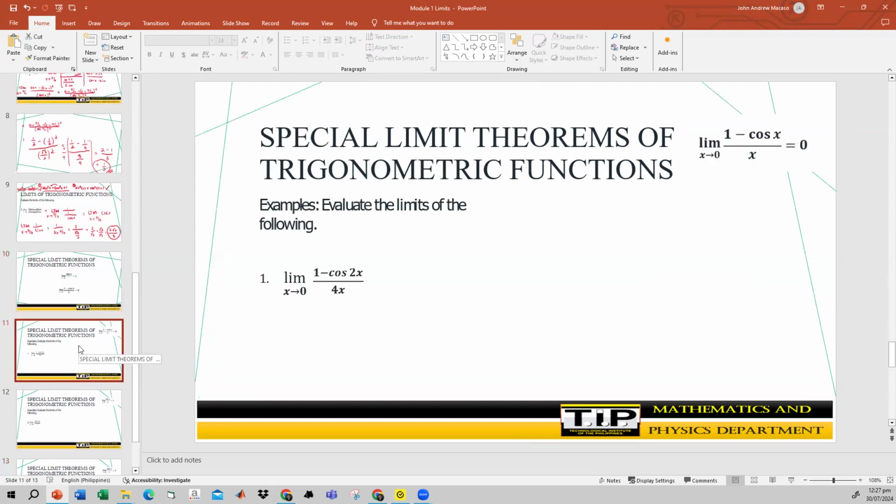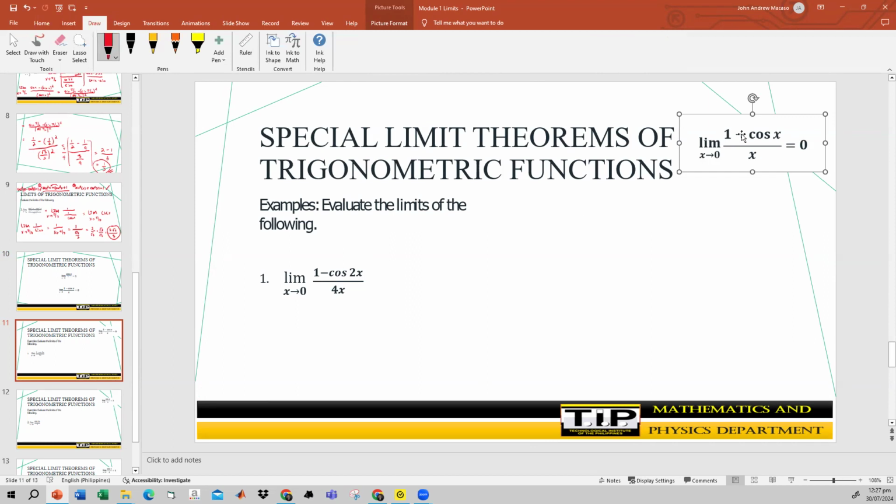Okay? So let's try some examples regarding this. Let's say we're asked to evaluate the limit of 1 minus cosine 2x over 4x as x approaches 0. So we can't apply the theorem right away, because what you're seeing here is 2x, and this is 4x. They are different.